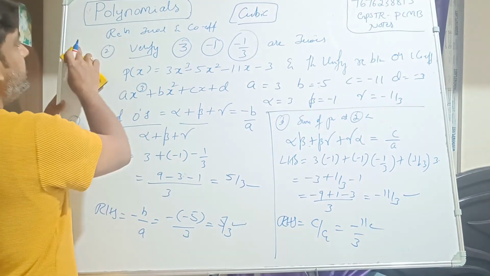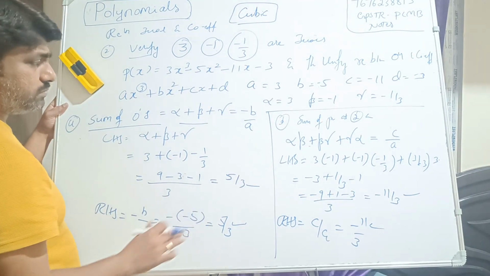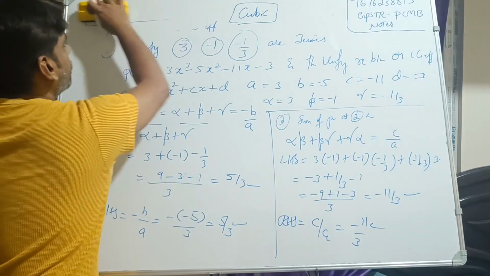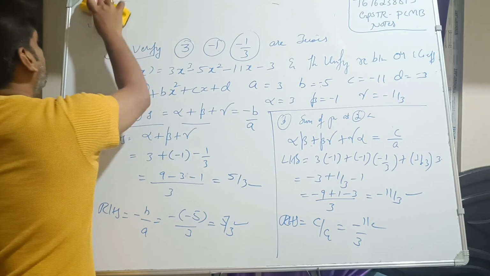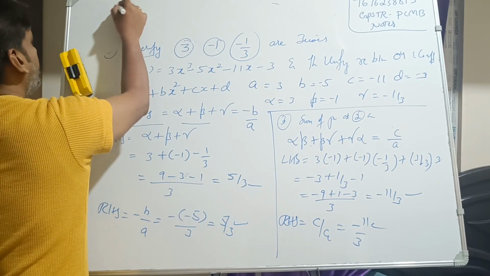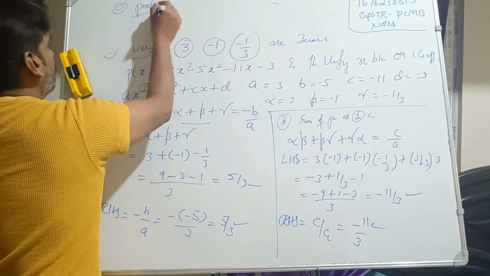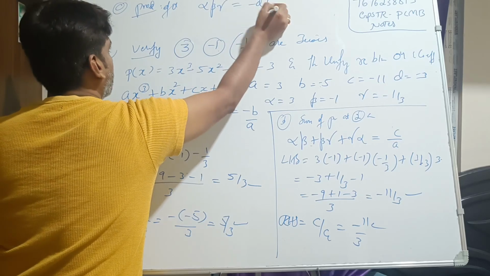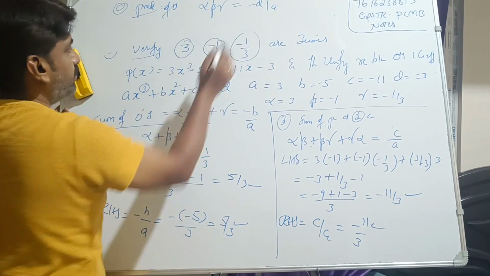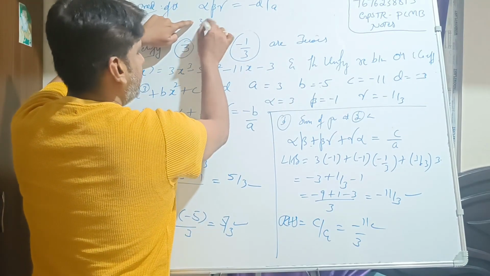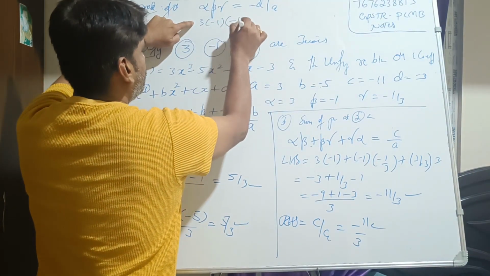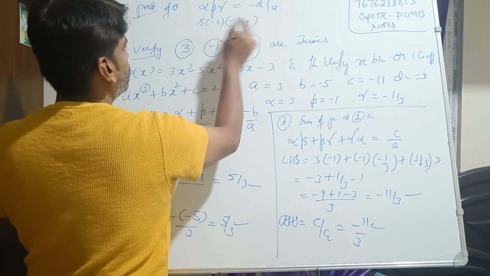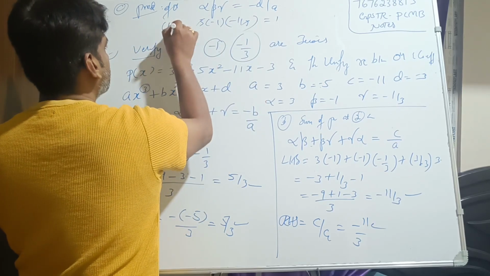The third part is very simple. It is the product of these three, alpha, beta, gamma. So how to write the product of alpha, beta, gamma? So here, the third one is the product of zeros. Alpha beta gamma is equal to minus d by a, right? What is alpha beta gamma? Just multiply 3, minus 1, minus 1 by 3, right? So what you will get here? Minus into minus is plus, 3 by 3 is 1. So the result you will get is 1. That is the LHS, right?